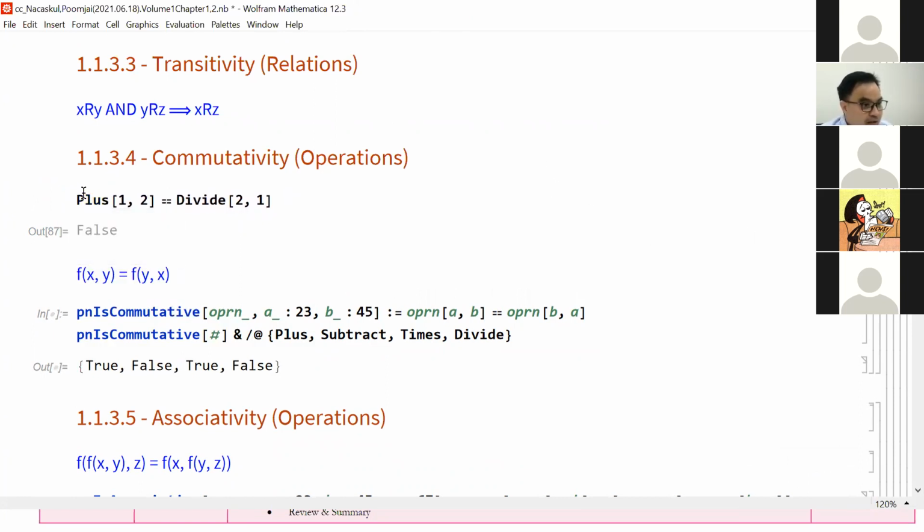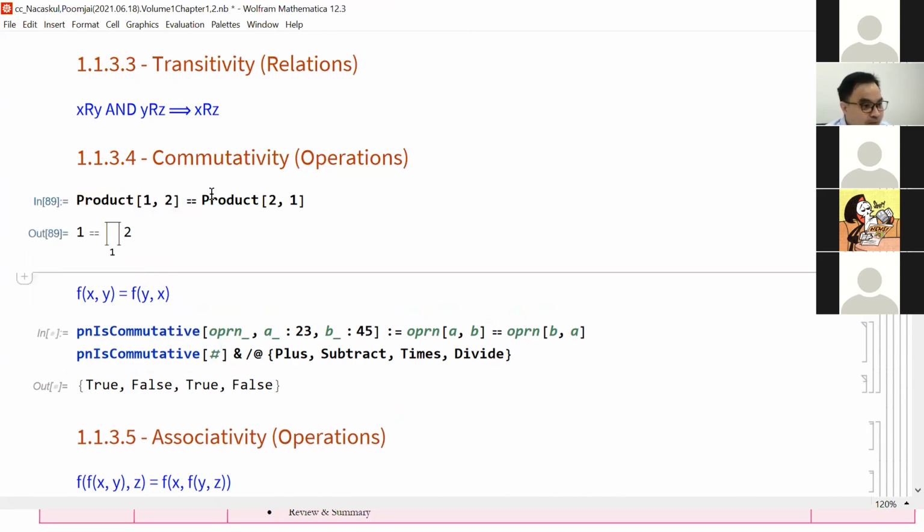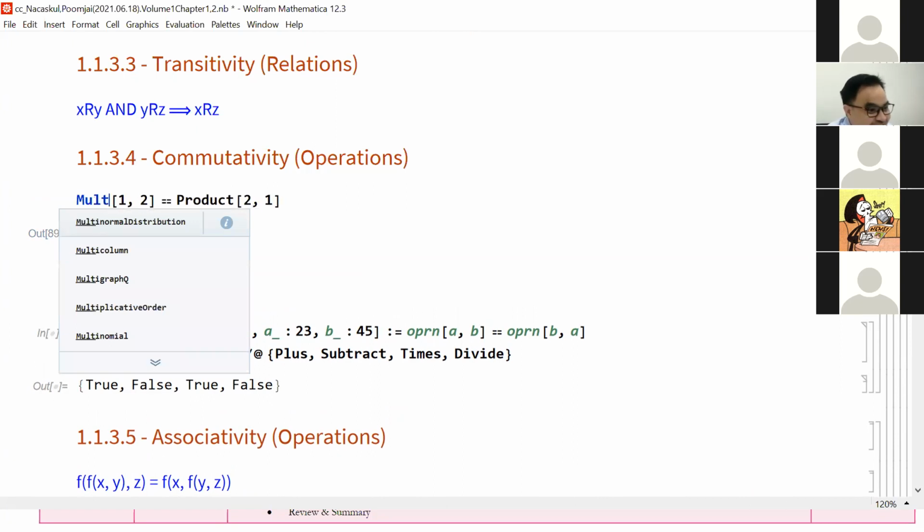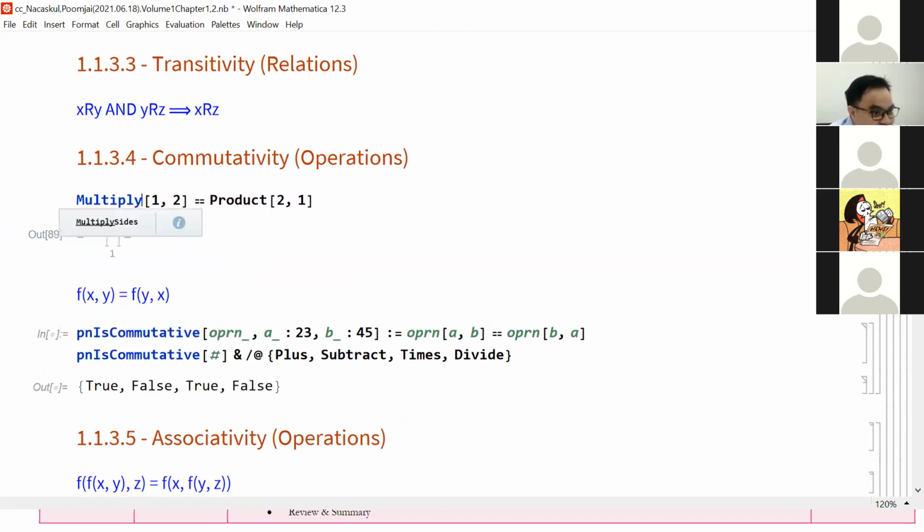You know what? Multiply is product. Okay, sorry, maybe try the word product. Yeah, product. Product is another word for multiply. Oh, that's not true. Yeah, how do you say multiply?